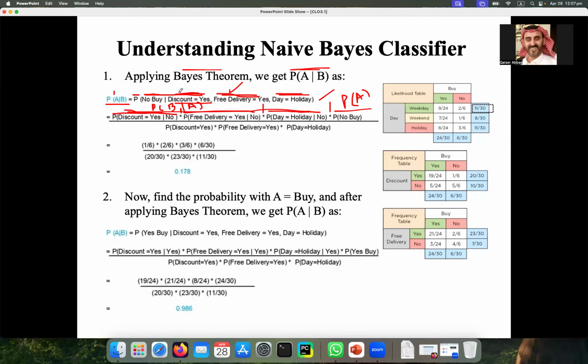Because my B is what? This is my B. Now, probability of discount equal to yes, multiplied by free delivery yes, probability of day holiday yes, this is my B. So we are writing B here, nothing else, with multiplication.